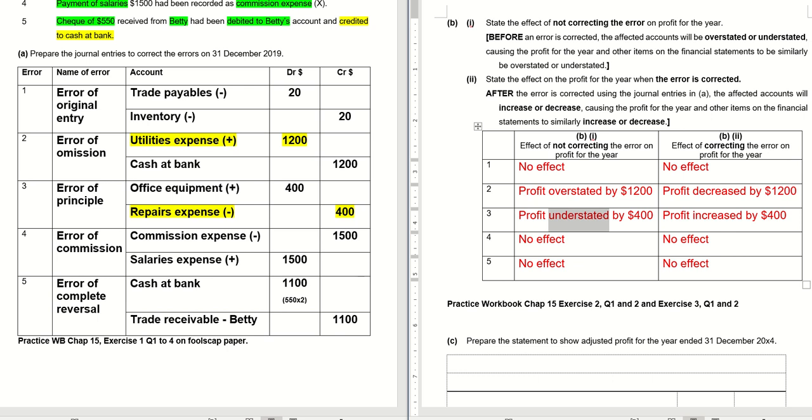So what happens when you correct this mistake? When you reduce repair expenses, you reduce your expense, so your profit will increase.